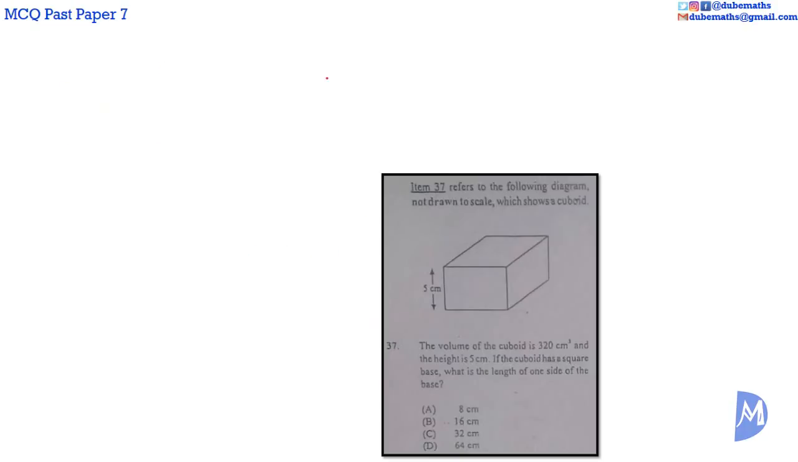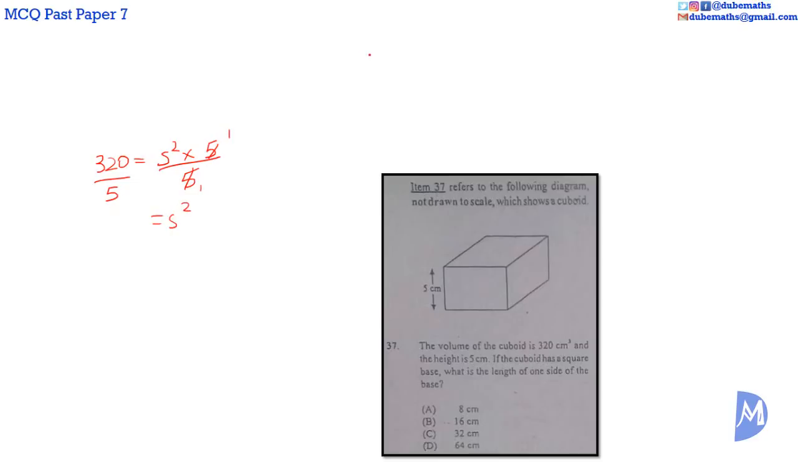Question 37. The volume of this cuboid is equal to the base, the square base, multiplied by the height. We are given that the volume is equal to 320 cubic centimeters. Therefore, 320 is equal to the base, which is a square, so that's side squared, multiplied by the height, which is 5. We need to make S the subject of the formula. Divide by 5 on both sides. These 5s will cancel to leave S squared on the right hand side.